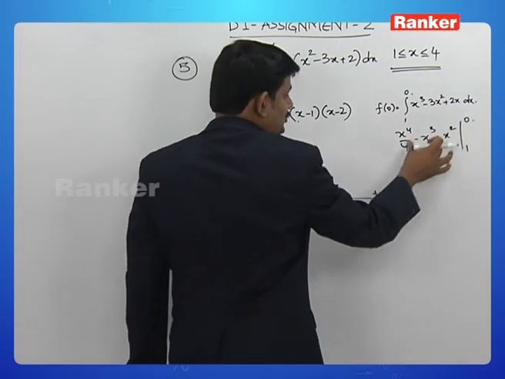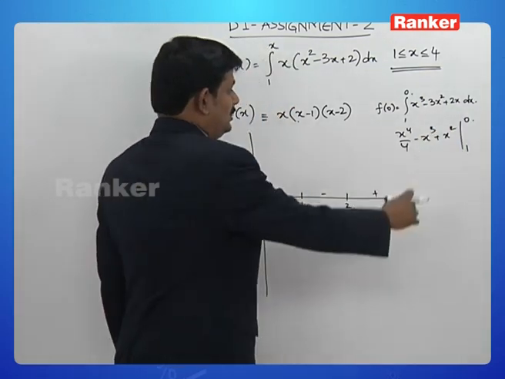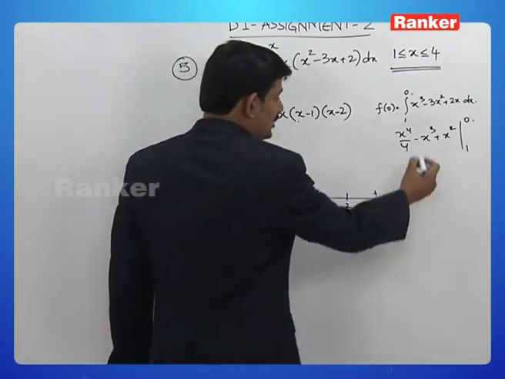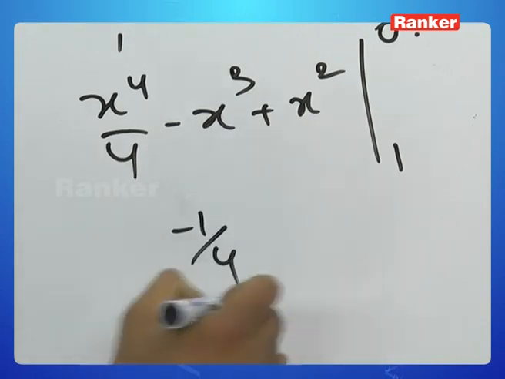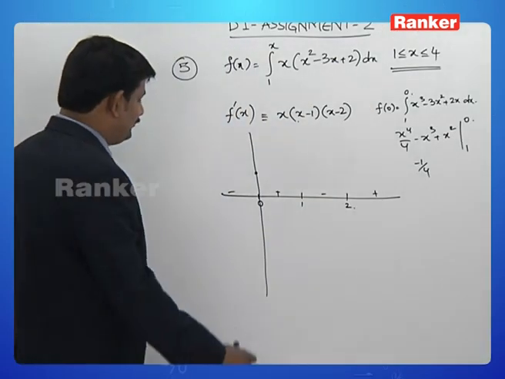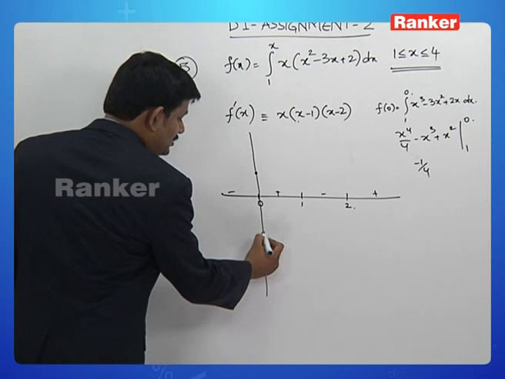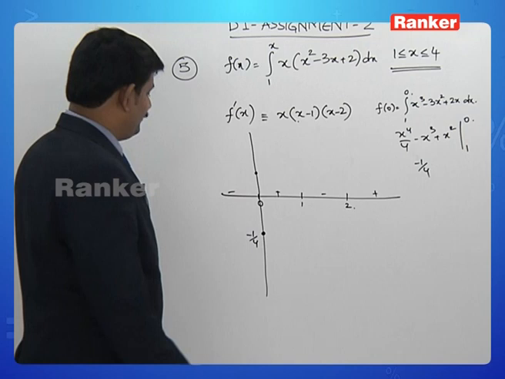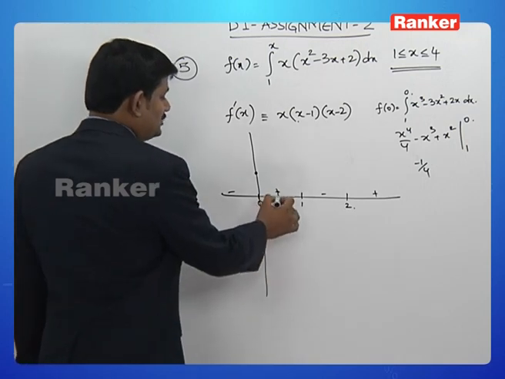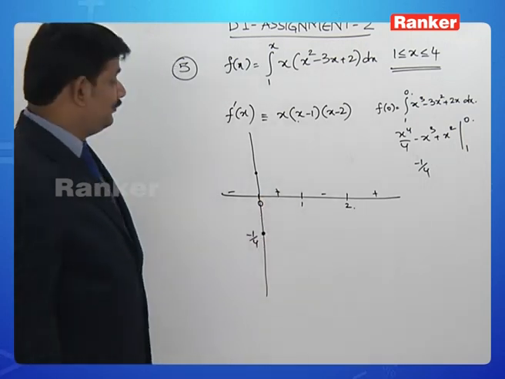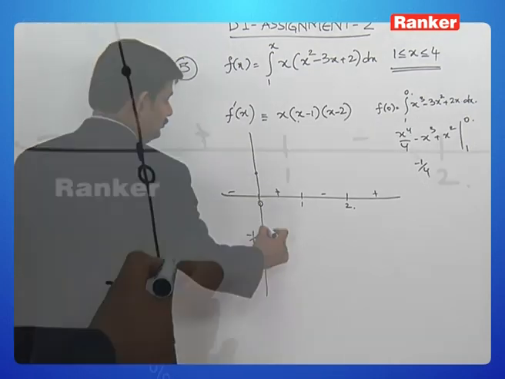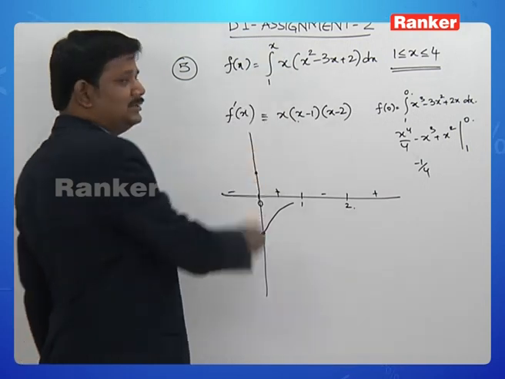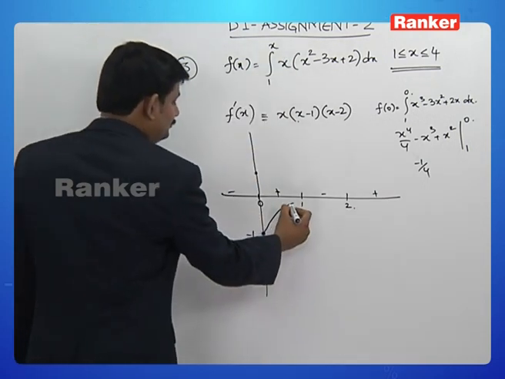Substitute the upper limit 0, that makes it 0. Substitute 1, minus 1 by 4 plus 1 minus 1, plus 1 minus 1 get cancelled, and this is minus 1 by 4. So, f of 0 is minus 1 by 4. And from here, because f dash is positive, f of x increases, and f of 1 is integral 1 to 1, a point integral, which makes it 0.